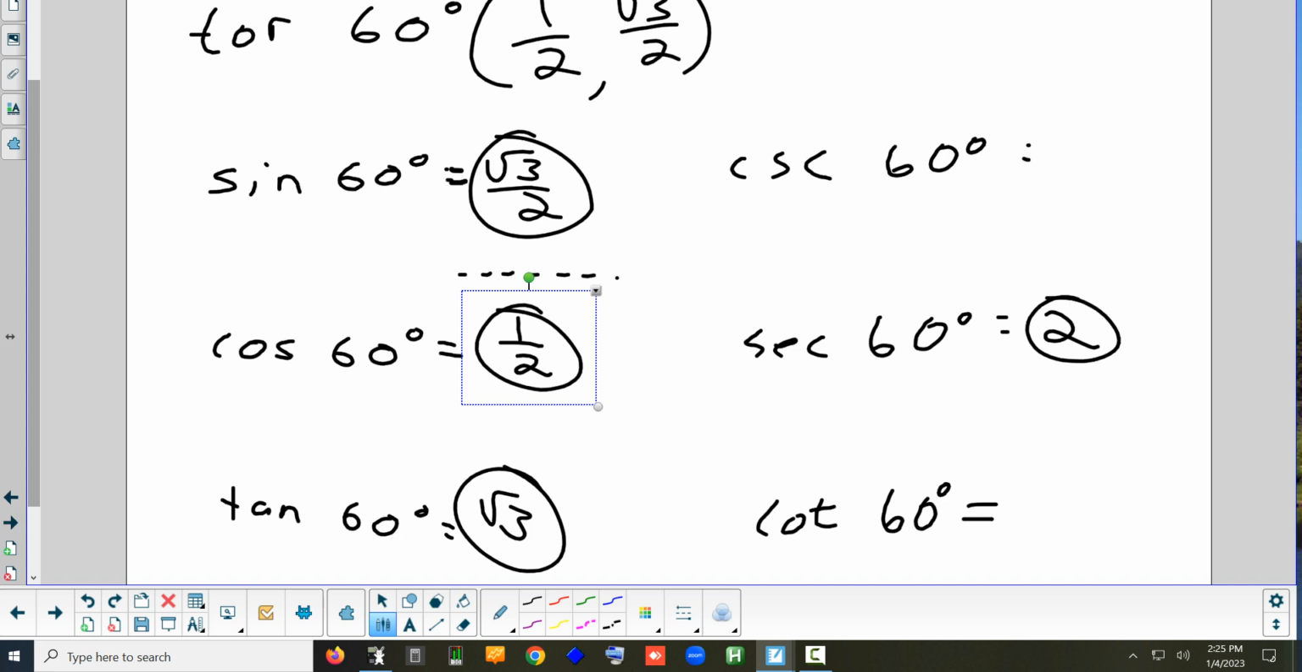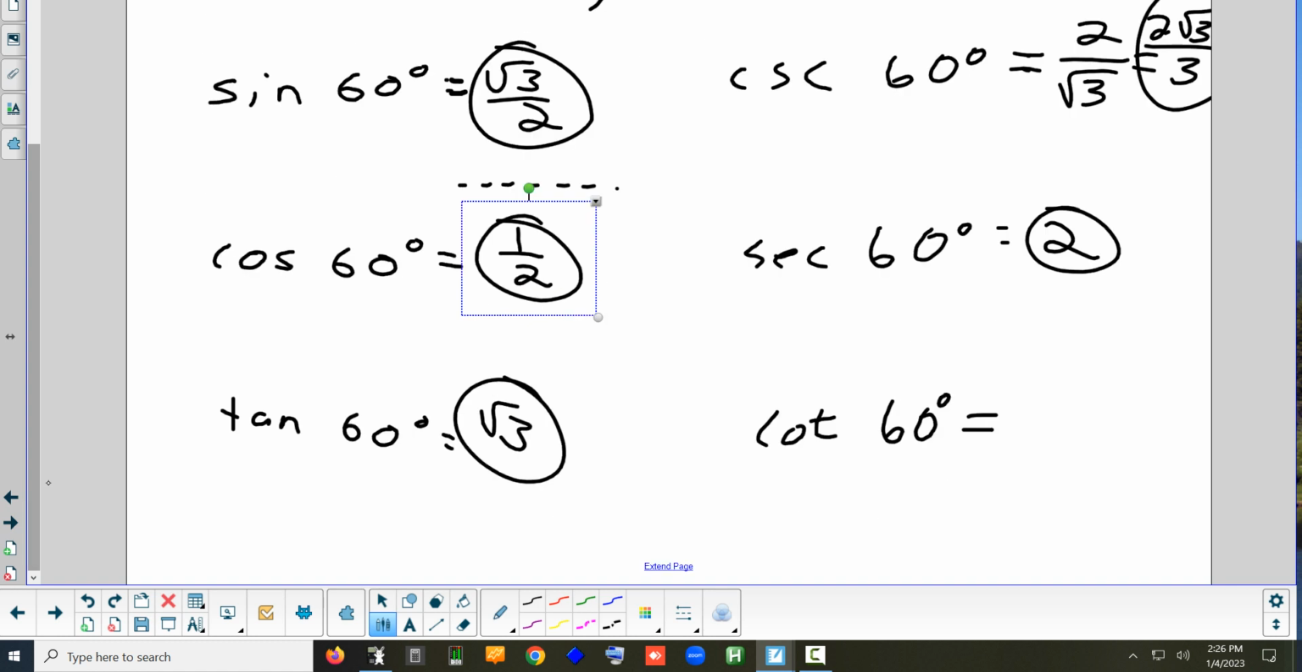All right, cosecant. Tony, can you tell me first step? You flip it. Okay, and when you flip it, what do you get? 2 over square root of 3. And then when you fix it so the root's not in the bottom, what do you get? You get 2 times square root of 3 over 3. Good. 2 square root of 3 over 3. So there's that one.